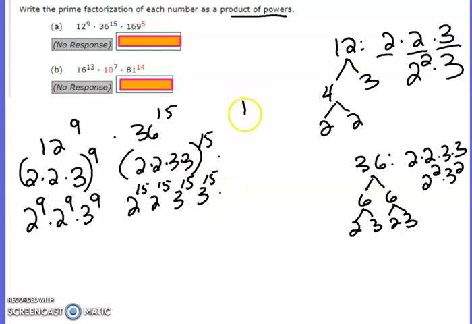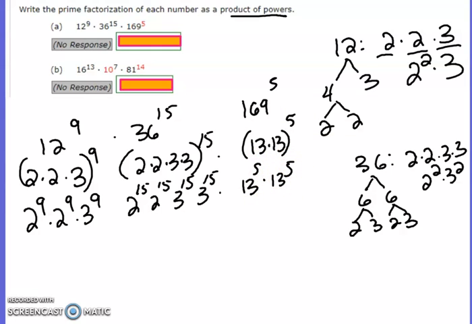And then 169. Well, 169 is nothing but 13 to the 2nd power. It's just 13 times 13. It's a perfect square. So then you're going to have 13 to the 5th times 13 to the 5th.